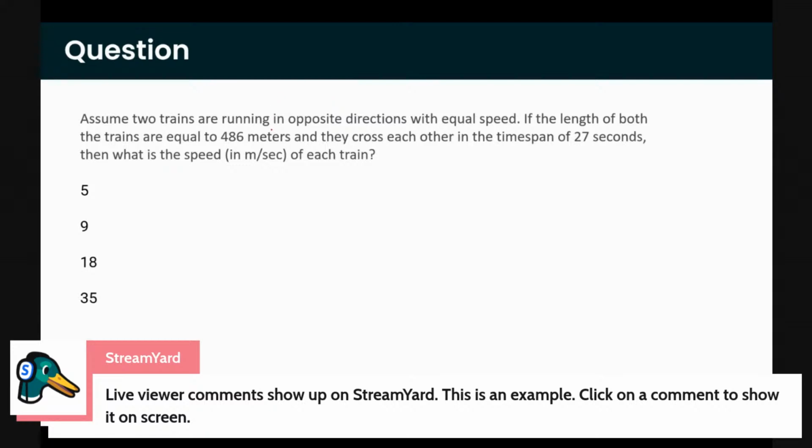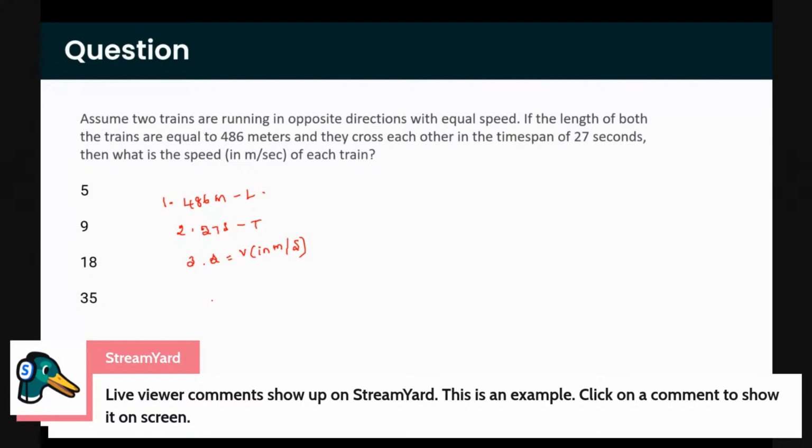Assume two trains are running in opposite directions with equal speed. If the lengths of both trains are equal to 486 meters and they cross each other in a time span of 27 seconds, what is the speed of each train? The given data are: length of each train is 486 meters, and the time taken to cross each other is 27 seconds. Then the speed of each train we are supposed to calculate in meters per second.